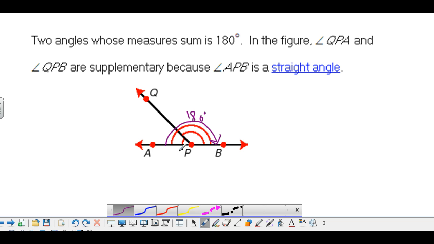Once again, the two angles don't have to be adjacent to be supplementary. We could have a 90-degree angle here, for example, and a 90-degree angle over here, and these two angles would be supplementary. It's just the fact that they sum to 180 degrees that makes them supplementary.